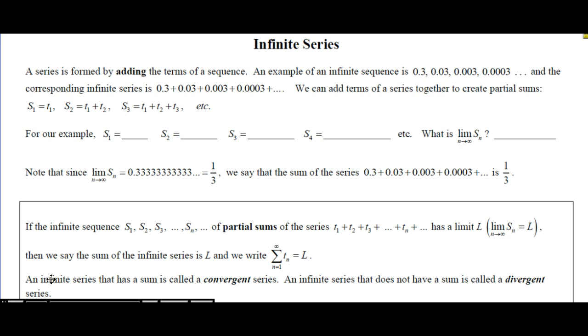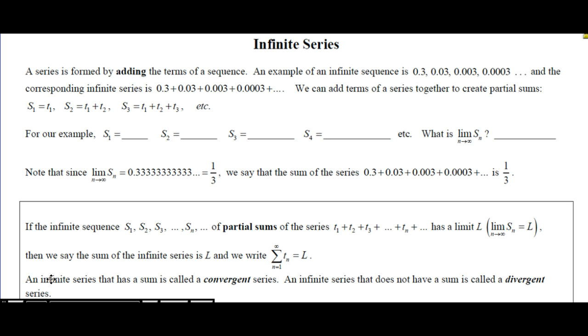A series is formed by adding the terms of a sequence. An example of an infinite sequence is 0.3, 0.03, and so on. And the corresponding infinite series is, okay, replace the commas with plus signs.